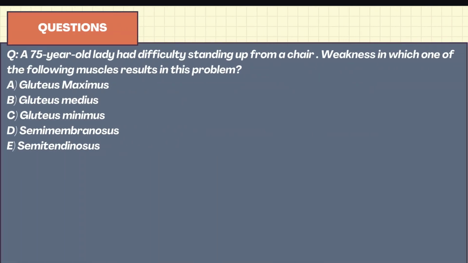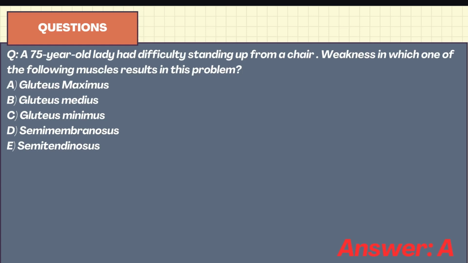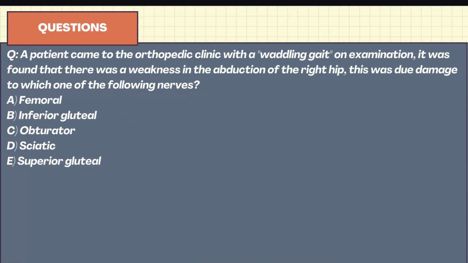A 75-year-old lady had difficulty standing up from a chair. So the patient is struggling to go from a seated position to a standing position. In this case, the muscle involved is going to be the gluteus maximus. A patient comes to the orthopedic clinic with a waddle gait. On examination, it was found that there was a weakness in abduction of the right hip. There was damage to which of the following nerves? Abduction is done by which muscles? By the gluteus minimus and medius. And which nerve supplies these? We said earlier it's going to be the superior gluteal nerve.